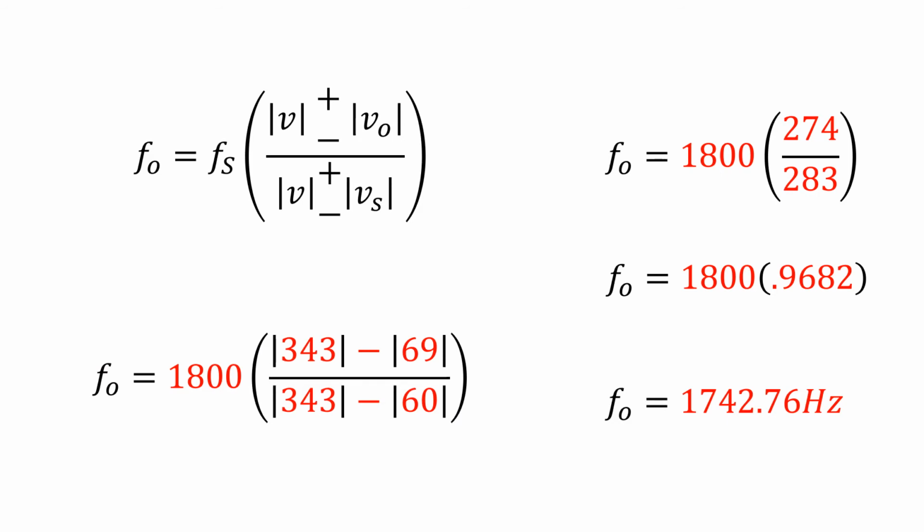So using the equation, I plugged in the values into their spots, and I used a negative sign on top because the observer is moving away. I used a negative sign on the bottom because the police car is moving towards. Solving this the rest of the way results in a frequency of 1742.76 Hertz, which makes sense when you think about it because you are moving away faster than the police car is moving towards you, so the frequency should be smaller, and it is.